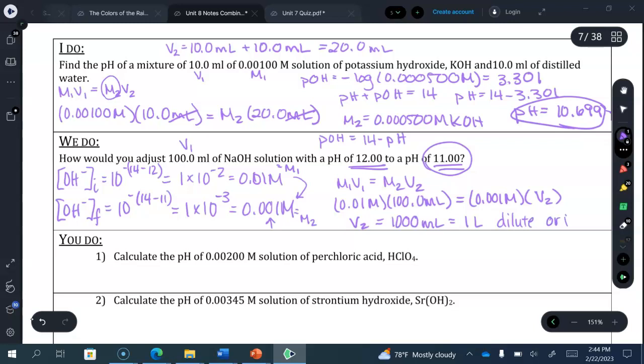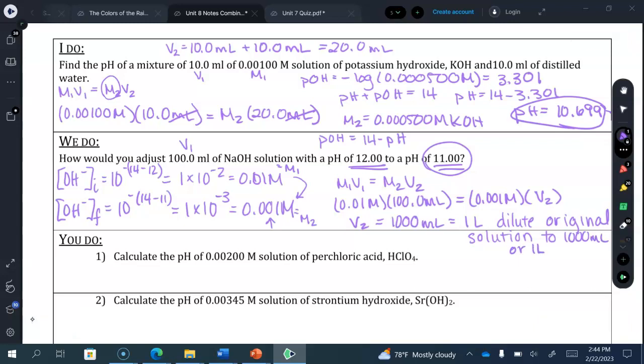So you would dilute the original solution to 1,000 milliliters, or 1 liter. And just to be specific, we would do this with distilled water.